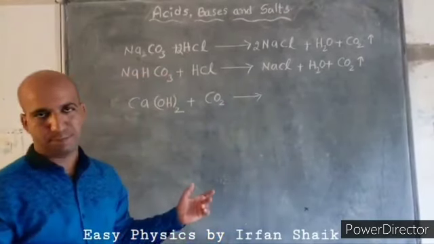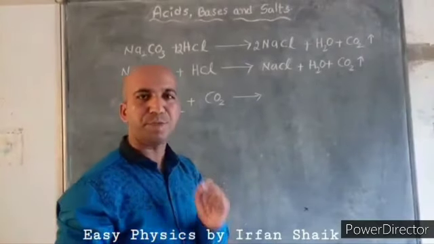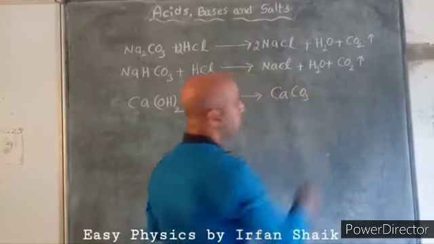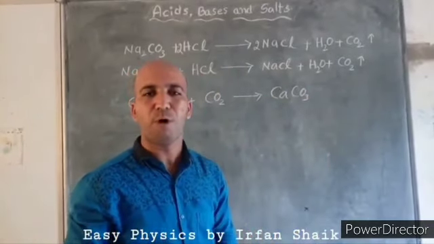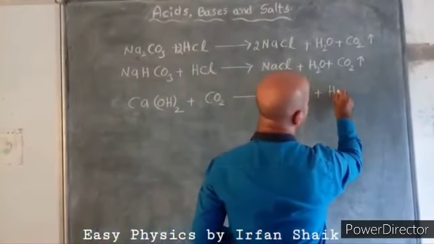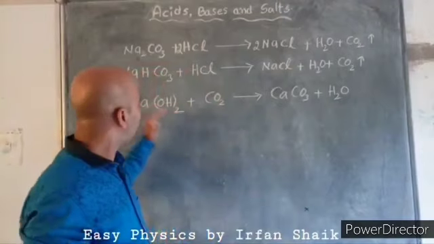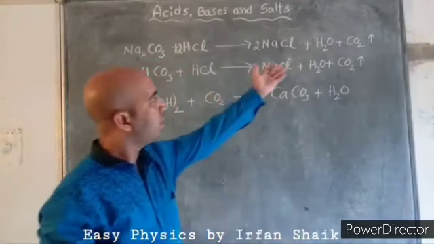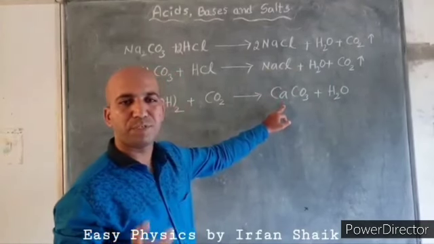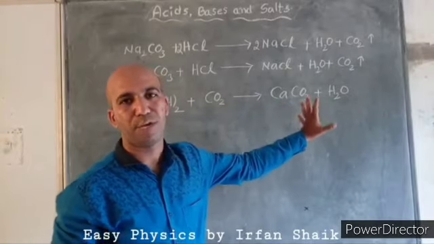What will form here? A white precipitate of calcium carbonate will be formed, and water. So this is the chemical reaction between the lime water and the released carbon dioxide gas. In this reaction, a white precipitate will form. That white precipitate is calcium carbonate.